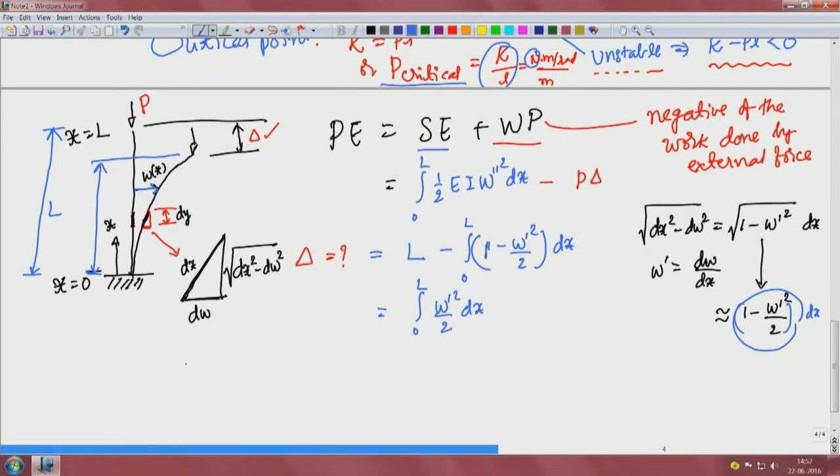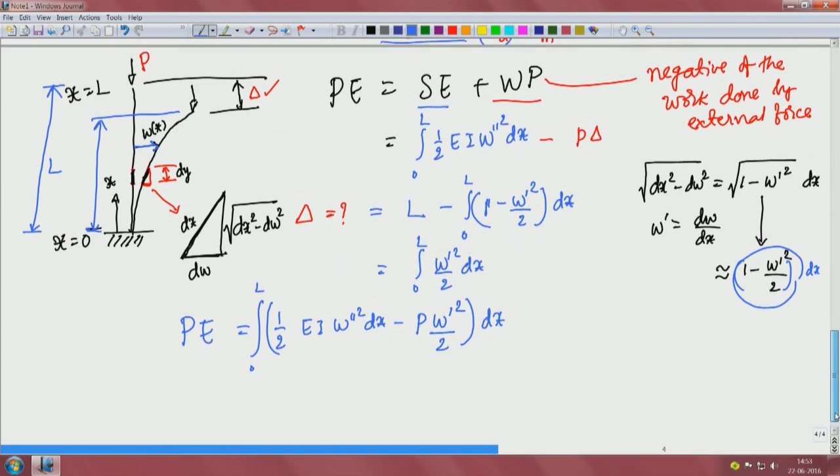Okay. With that I can write my potential energy, strain energy, which I have half E I w double prime square dx integral 0 to L. Now, I also have the same integral minus P times delta, that also comes under the integral sign, I get this, dx, that is the potential energy.